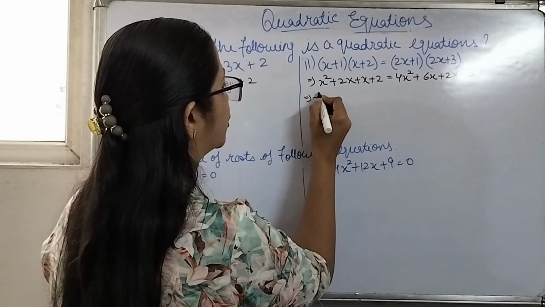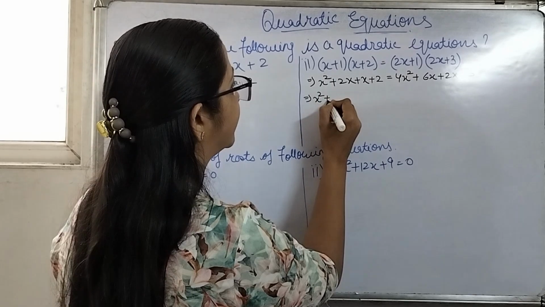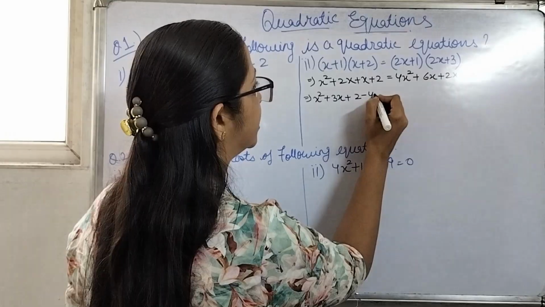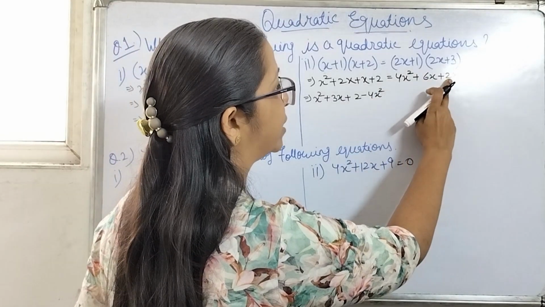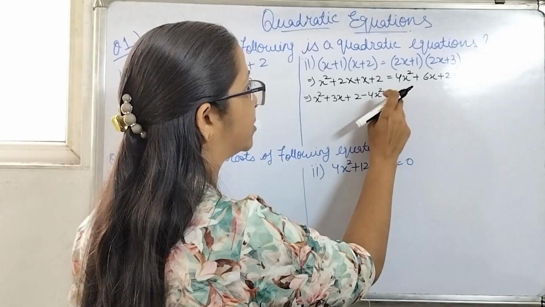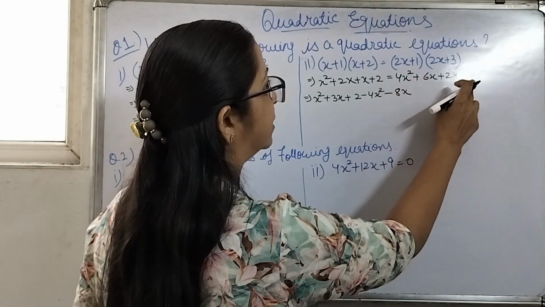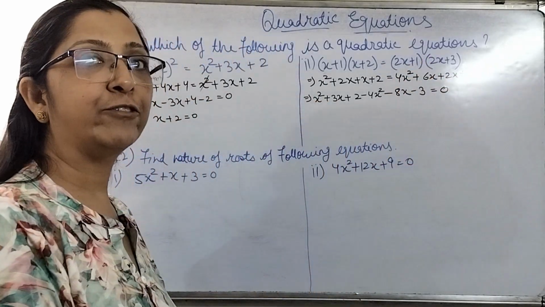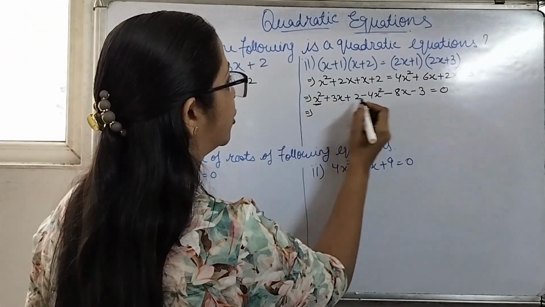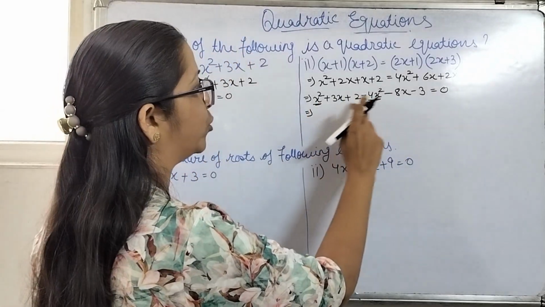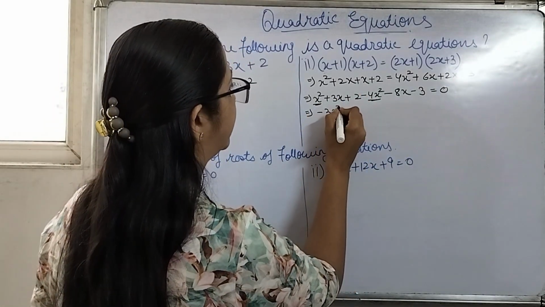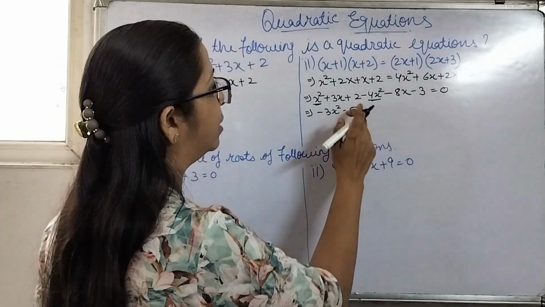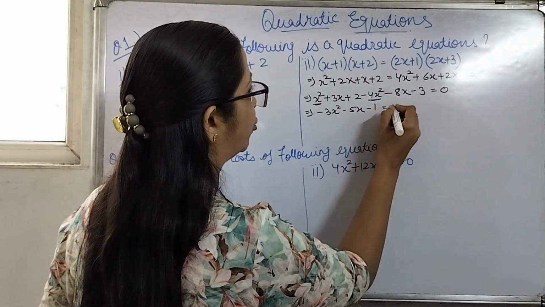So x square, 2x plus x is 3x, plus 2. This 4x square will come here and become minus 4x square. 6x plus 2x is 8x, and when we change the side, it will be minus 8x. This plus 3 will become minus 3, equivalent to 0. All these terms we have taken to the left hand side. Now, like terms are x square and minus 4x square, so x square minus 4x square is minus 3x square. 3x minus 8x is minus 5x. Plus 2 minus 3 is minus 1, equivalent to 0.